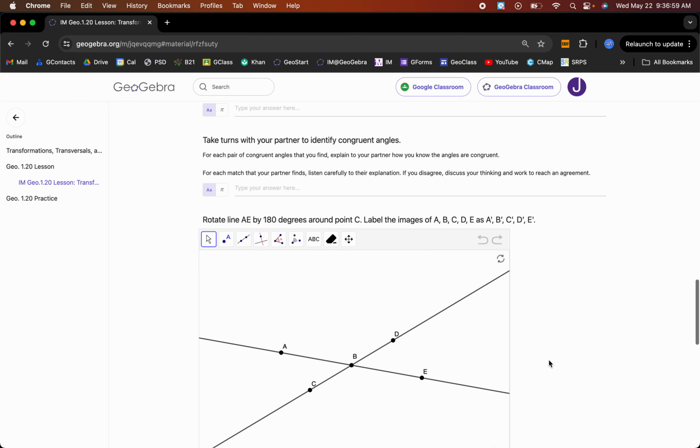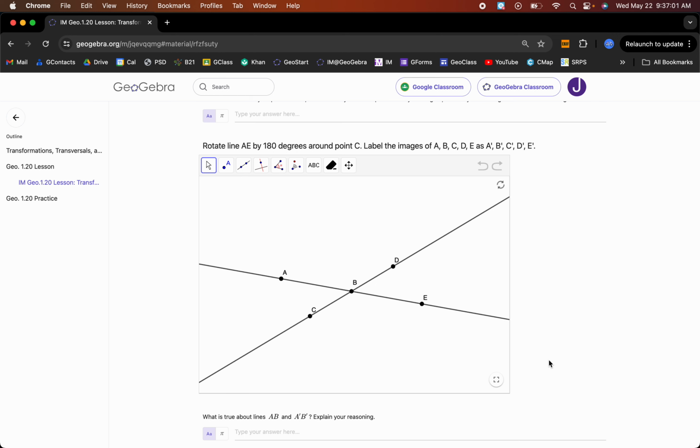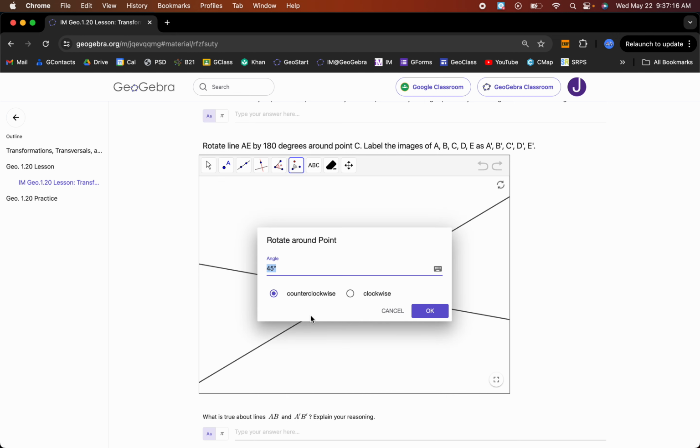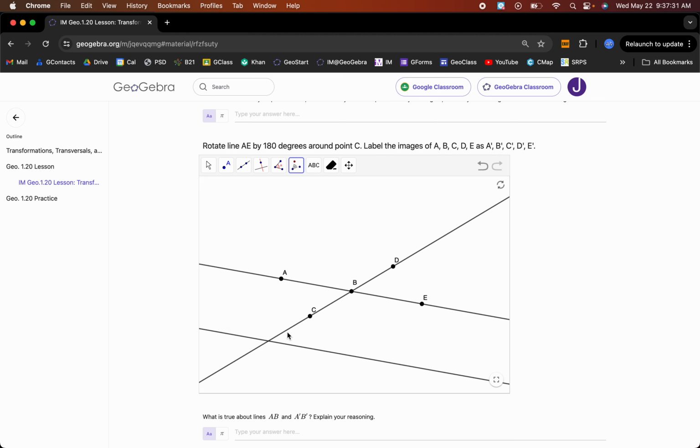Okay, great. All right, rotate line AE by 180 degrees around point C. So we're rotating around a point, and we're rotating this line around this point by 180 degrees. Now, why didn't they give us a direction? They should give us a direction. No, they don't need to. Not if it's 180, because it won't matter which direction we go, because we're going halfway around. There you go.